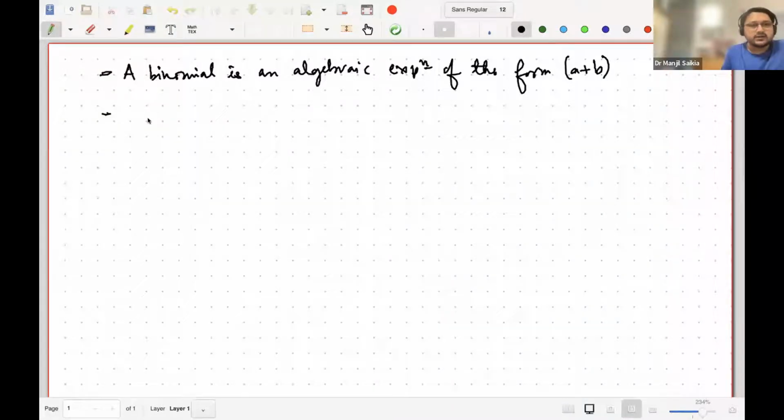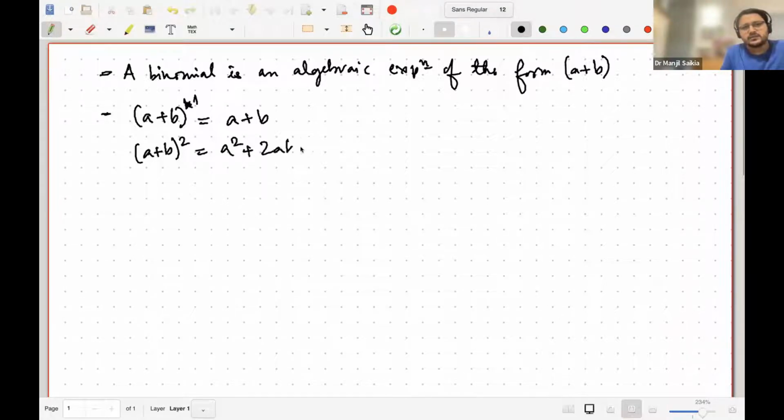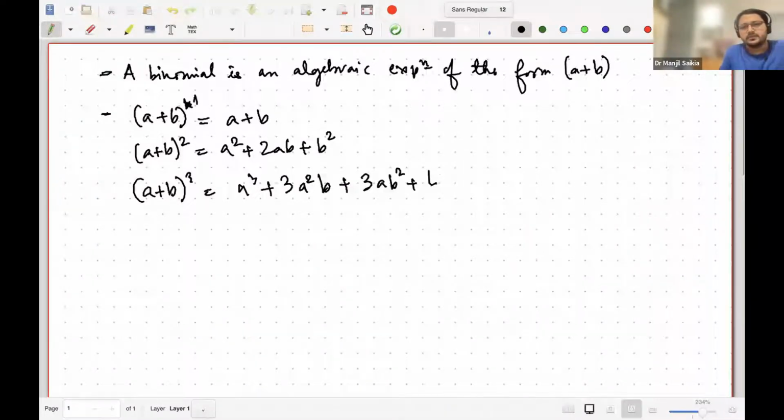The next point is, what are the binomial coefficients? If you expand a plus b to the power k, then the expansion looks something like, let's look at small examples. a plus b to the power 1 is just a plus b. a plus b to the power 2 is a squared plus 2ab plus b squared. a plus b cubed is a cubed plus 3a squared b plus 3ab squared plus b cubed.